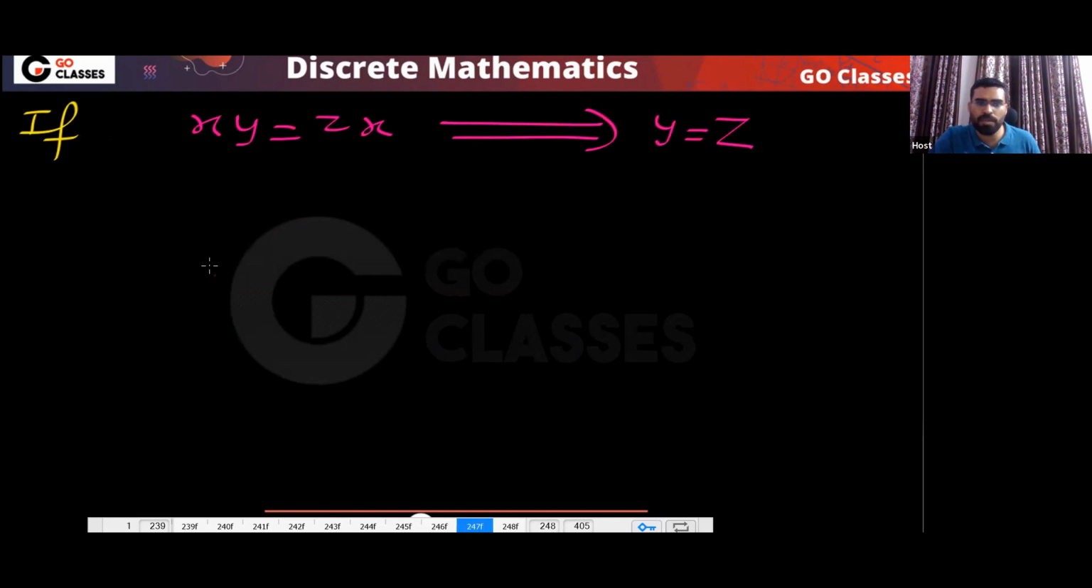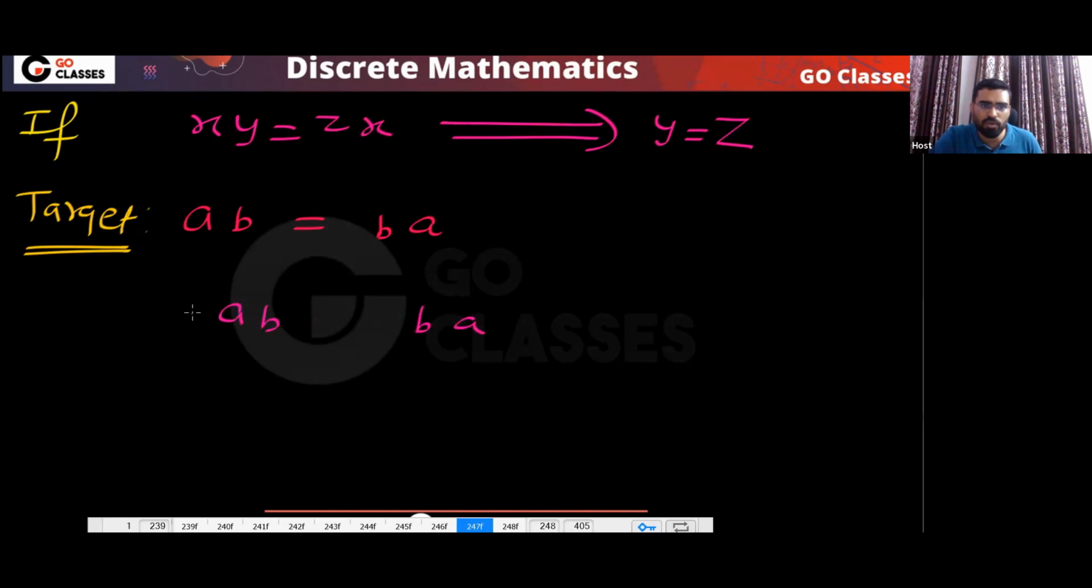Our target is to prove AB equal to BA. How will I prove it? It is very simple actually, not very hard. If xy equal to zx, then it means this. Our target is to prove that AB equal to BA. So what can I do? I can do something like this, and I know that I can do something like this. This is my target, AB equal to BA.